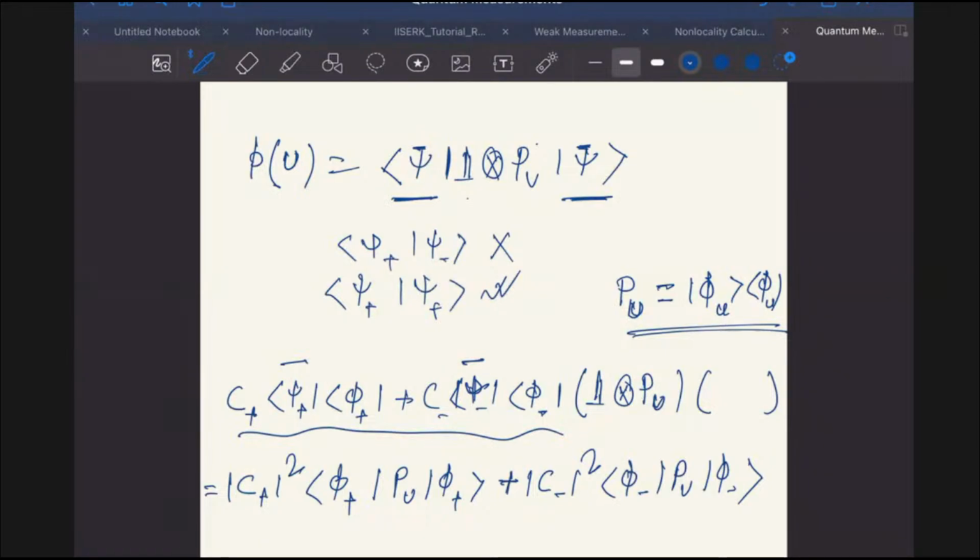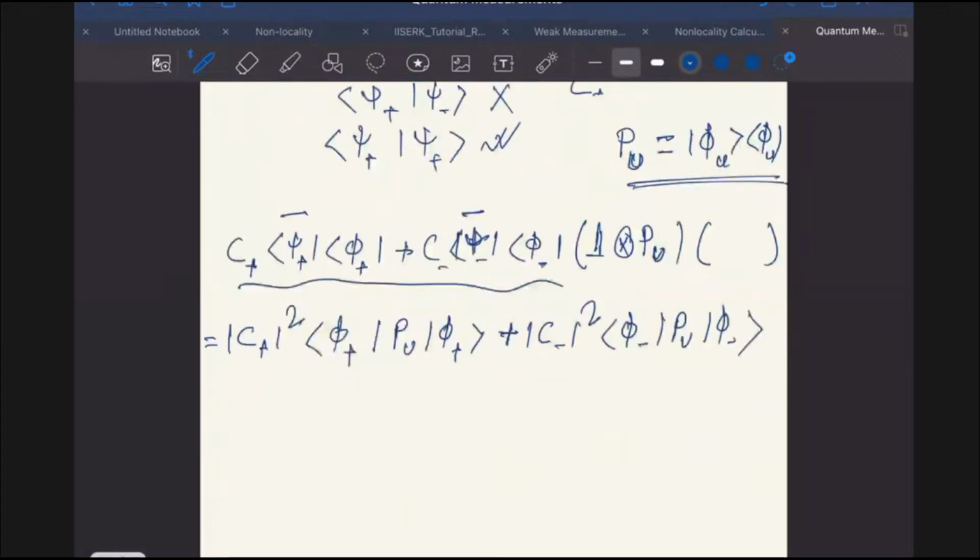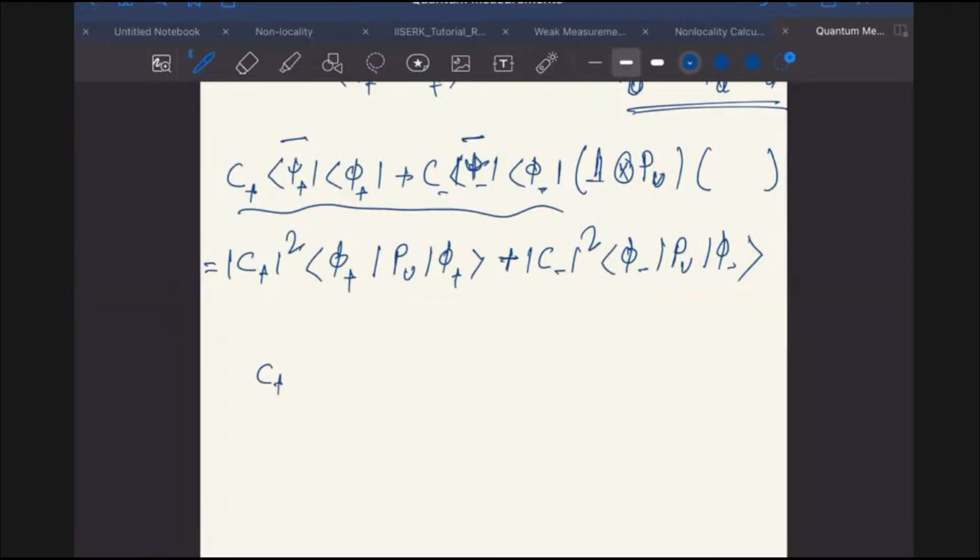Again, this psi plus squared. What is this? Anyone, just tell me, what is this psi plus? I have this state written here. Psi s was C plus psi plus plus C minus psi minus. It was my state. So what will be psi plus squared?